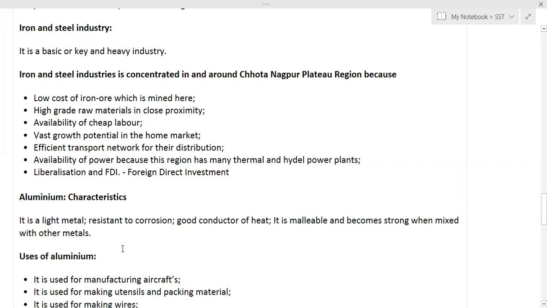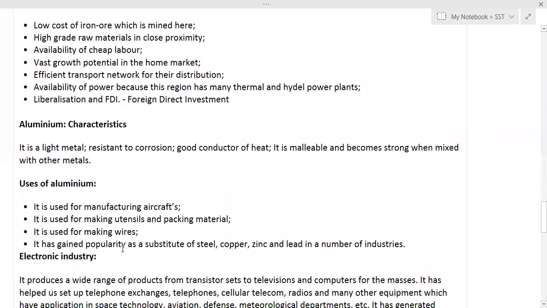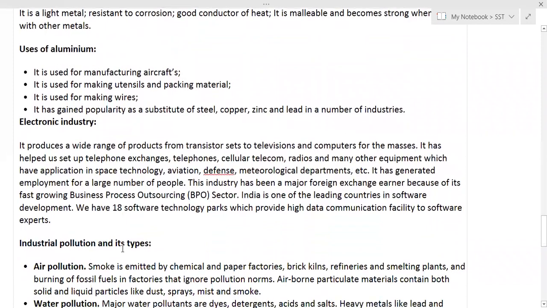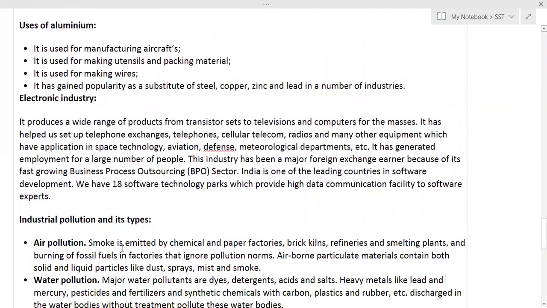Aluminium characteristics. It's a light metal, non-corrosive, a good conductor of heat. It's malleable, and it becomes strong when mixed with other metals. Uses of aluminium: it is used for manufacturing aircraft. We know that ISRO uses aluminium very much, a very good quality aluminium.